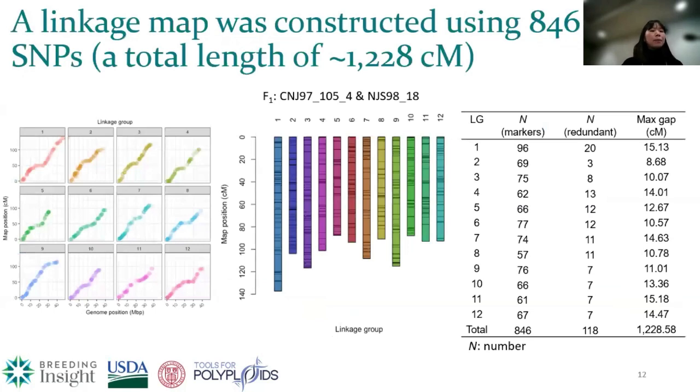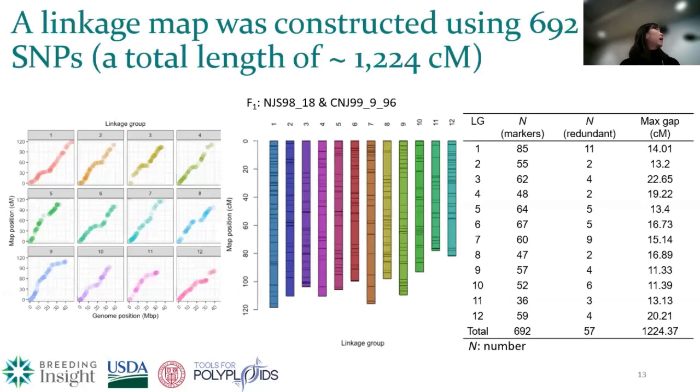The linkage map with 12 linkage groups was constructed using 846 markers. The total length is around 1,200 centimorgans. The left figure shows the marker order based on the genetic map, which agrees very well with the order of the physical positions. And the table summarizes the number of markers and the gap information in each linkage map.